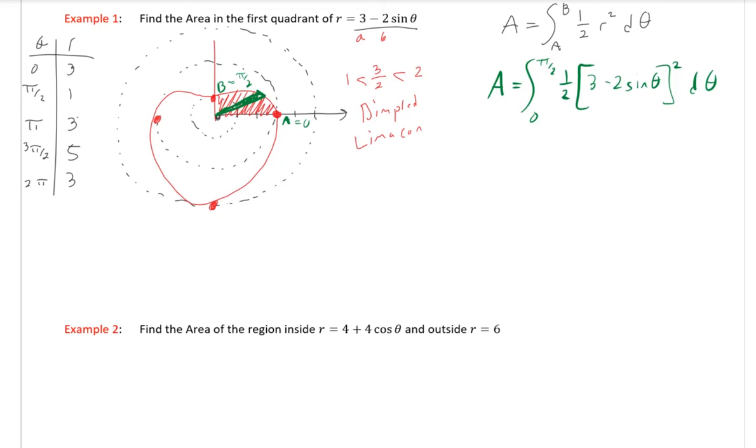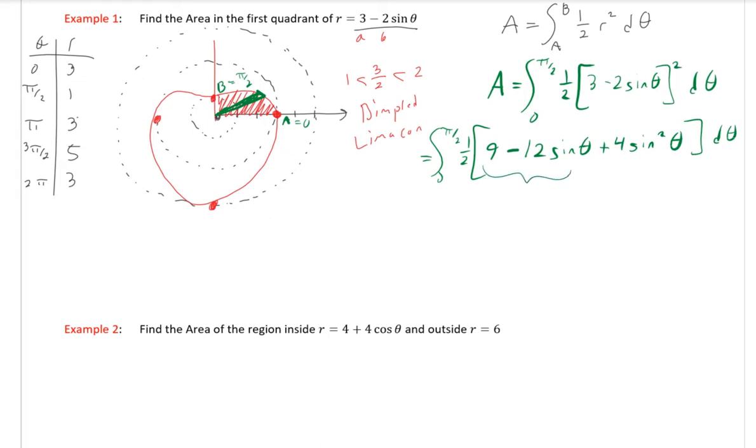Now, this will require some manipulation, or expansion anyway. This will give us 0 to pi halves of 1/2 times, if I square all this, I'll get 3 squared is 9, 3 times -2 is -6, times 2 is -12 sine theta. And then -2 sine theta squared will give you plus 4 sine squared theta d theta.